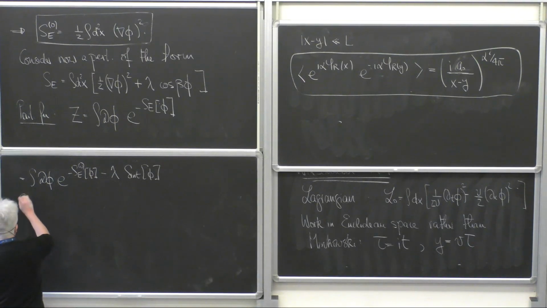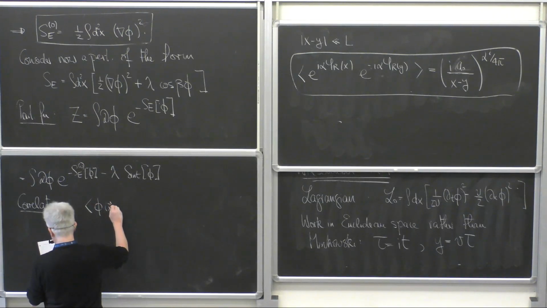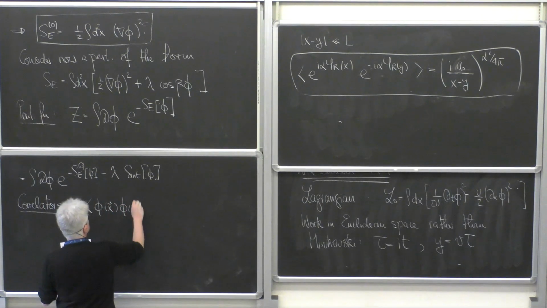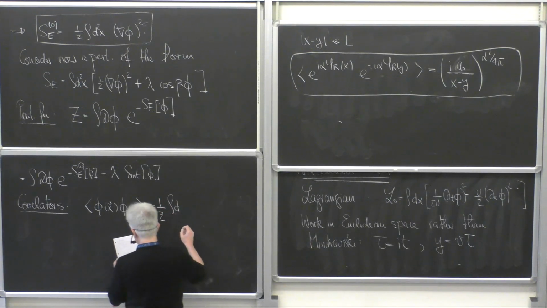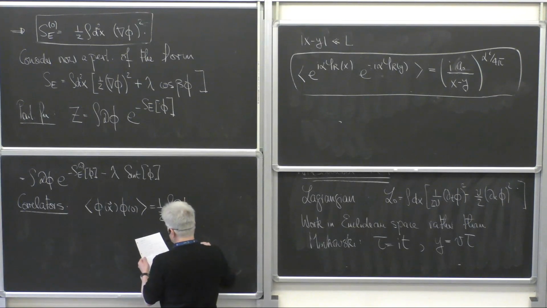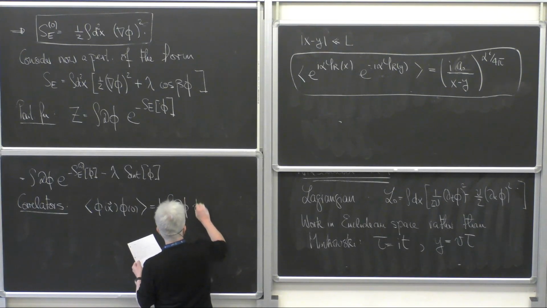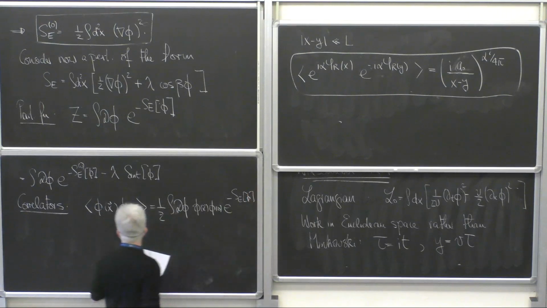Now, correlators would be objects like this: phi of x, phi of 0, equal to 1 over Z, integral path integral d phi, phi of x, phi of 0, e to the minus S_E of phi, etc.